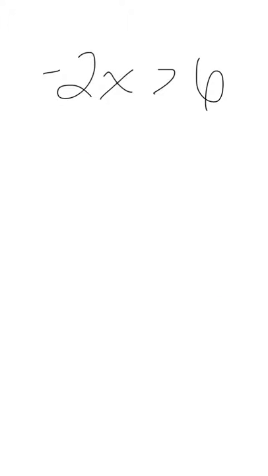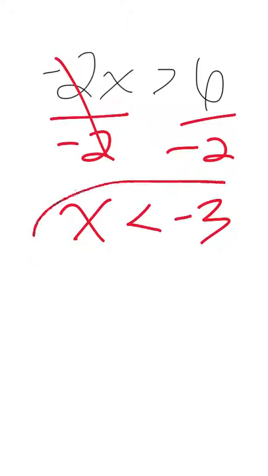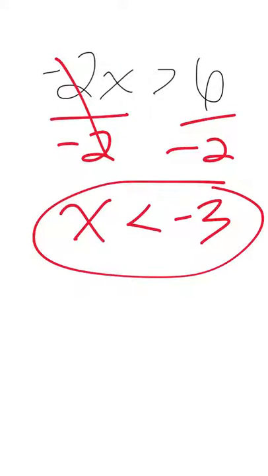So on our next example, and this is where it gets a little tricky, whenever we divide by a negative number, we have to flip the sign. So in this case, we would have x is less than -3. So in this case, we would flip the sign from greater than to less than, and then this would be our solution.